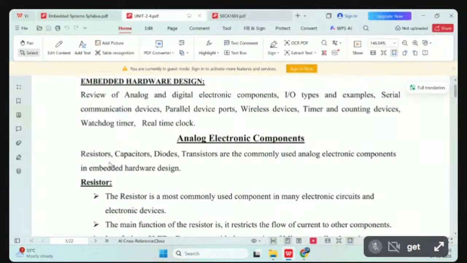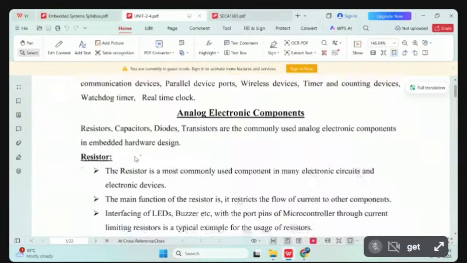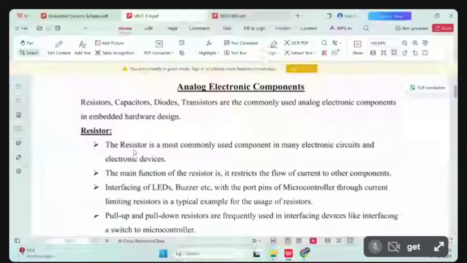So the resistor is the most commonly used component in any electronic circuits, and different types of electron devices also use it, right? The main function of the resistor is that it will oppose the flow of electrons, or restrict the current. That's the main definition, right?